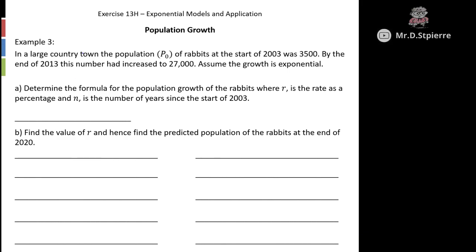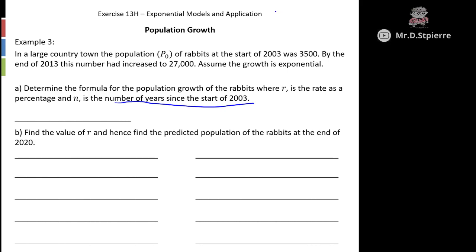Okay. But in a large country town, the population P0 of rabbits at the start of 2003 was 3,500. By the end of 2013, this number had increased to 27,000. Assumed growth is exponential. Determine the formula for the population growth of the rabbits, where R is the rate as a percentage and N is the number of years since the start of 2003.